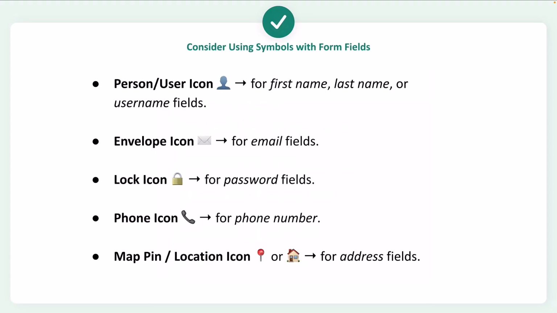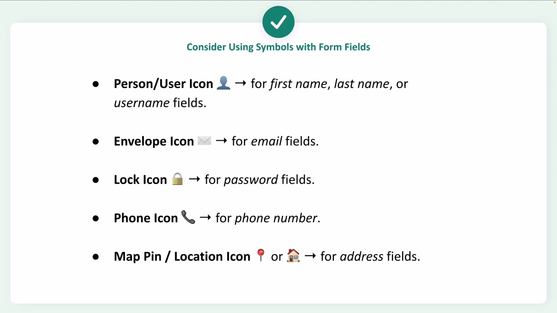Here's another advisory best practice that supports a wide range of users. Many of the people we serve may not speak English as their first language. Others may have cognitive disabilities that make reading form field labels difficult. One way to make forms more intuitive is to use icons alongside text labels. For example, a phone icon next to the phone number field, or a house icon next to the address field.